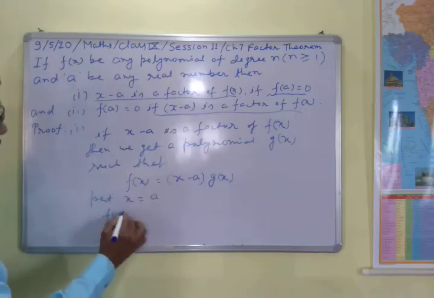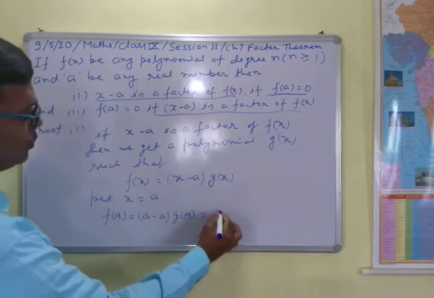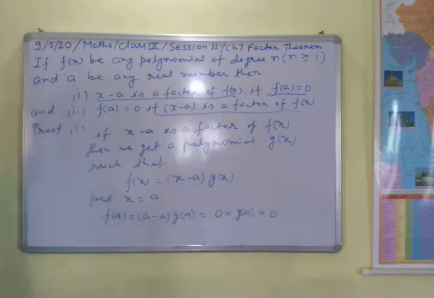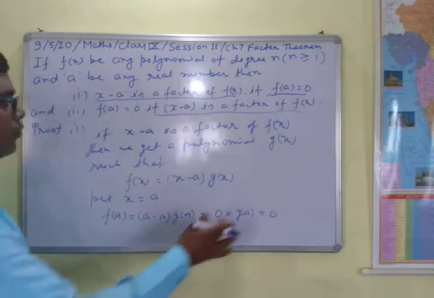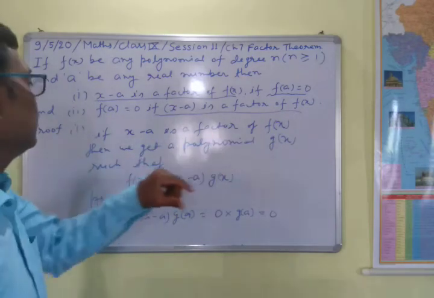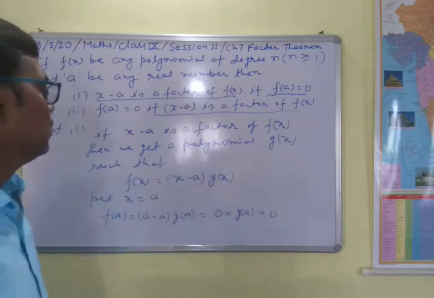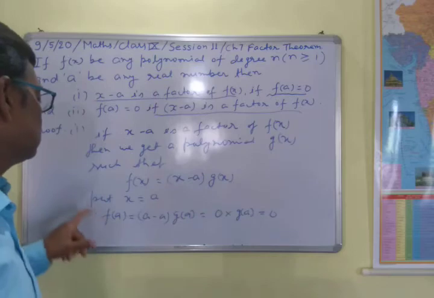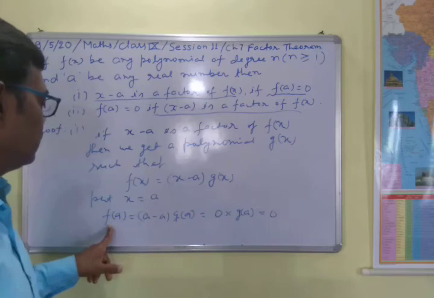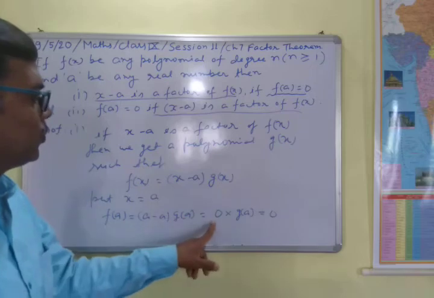We will get f(a) equal to (a minus a) into g(a), equal to 0 into g(a), equal to 0. And this proves the second statement, that if x minus a is a factor of f(x), then we get a polynomial g(x) such that f(x) equals (x minus a) g(x), and in this case the remainder will be 0. Now if we put x equal to a in this, then f(a) equals (a minus a) into g(a), and a minus a is 0, so 0 into g(a) equals 0.